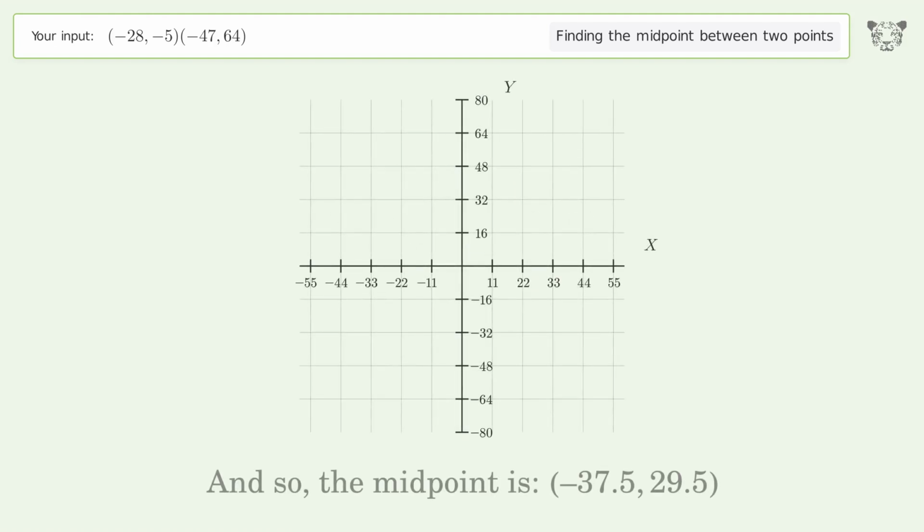And so, the midpoint is negative 37.5, 29.5.